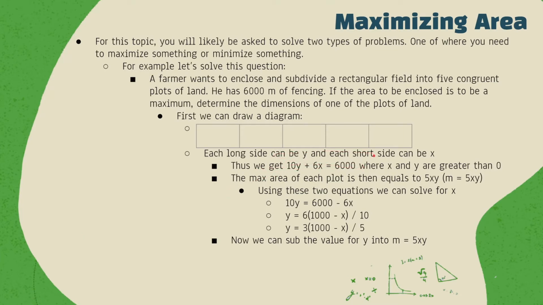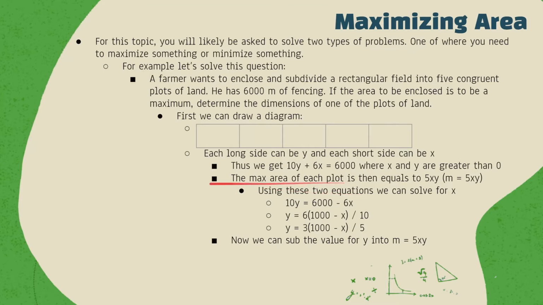So the first equation would of course be the total fencing that we have. We have 10 long sides and we have 6 short sides. And so we get 10y plus 6x is equal to 6,000 meters, where x and y must be greater than 0. If they're less than 0 or are 0, we don't get an area, we just have a straight line.